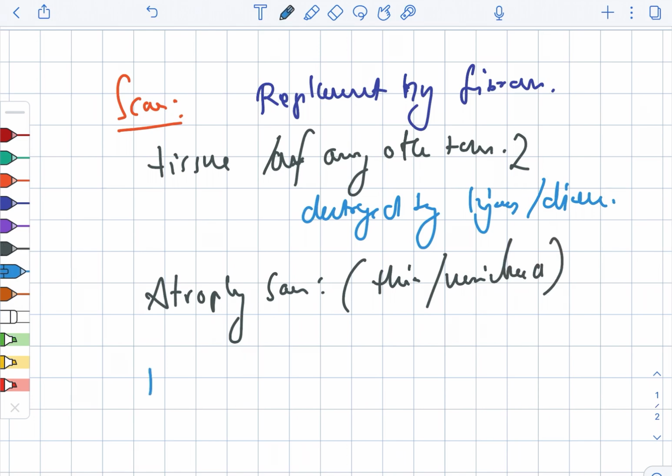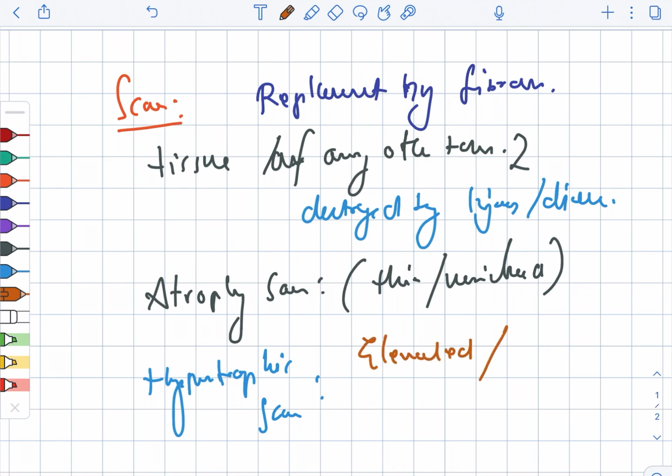Then there is also a hypertrophic scar. Hypertrophic scar is elevated, and there is excessive growth of the fibrous tissue.